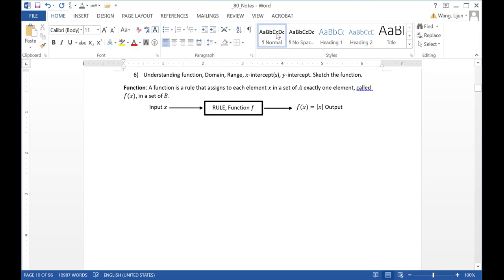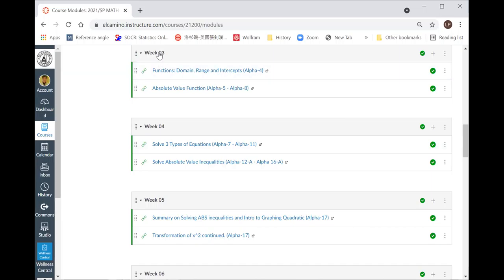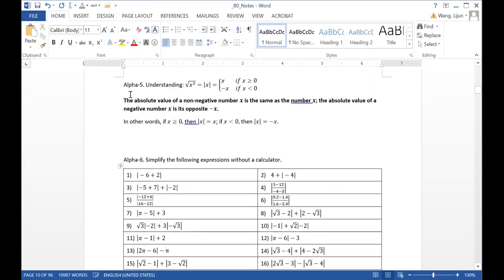And where do you find these materials? You find these materials in these sections in week three. You find those lectures about those six functions, in Alpha 4. And of course, there is more about absolute value. For the more about absolute value, we go back here and practice more.